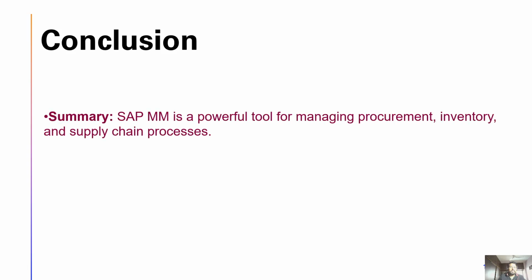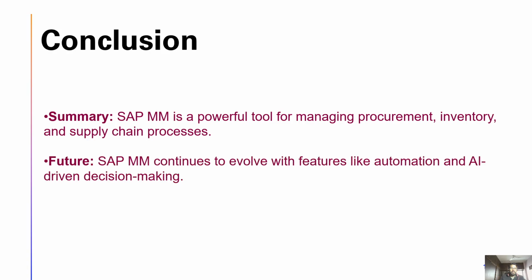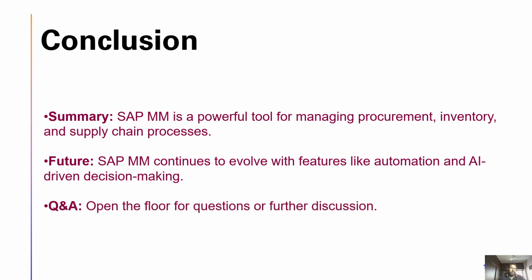Now the conclusion of this session is that SAP MM is a powerful tool for managing the overall procurement, inventory, and supply chain management processes in an organization, and it has a very good future. We can see that SAP MM continues to evolve with features like automation and AI driven decision making. Using that we can have a very streamlined and efficient procurement process or inventory management process, which helps the organization to run smoothly and perform well.